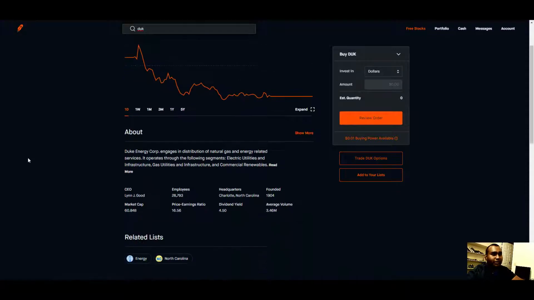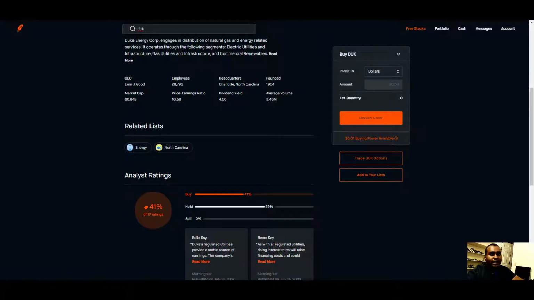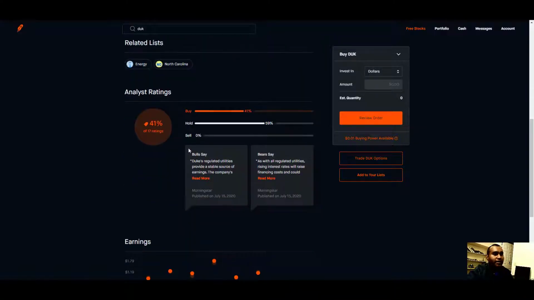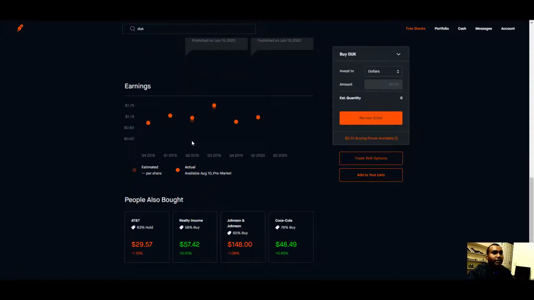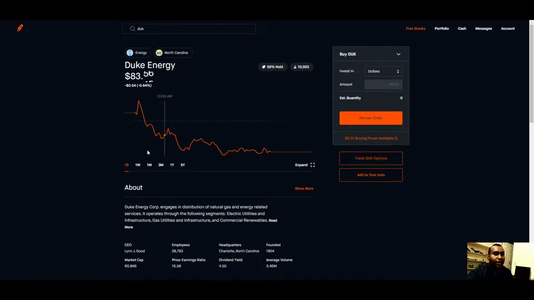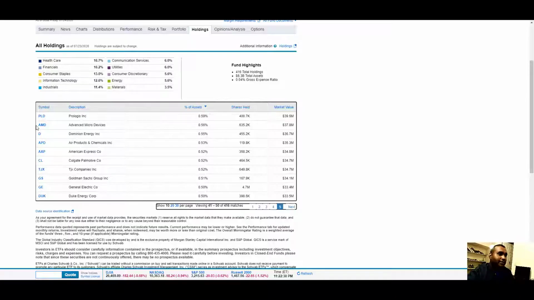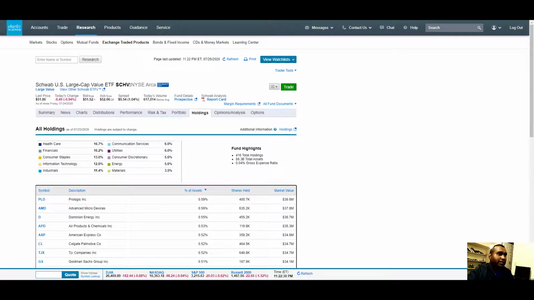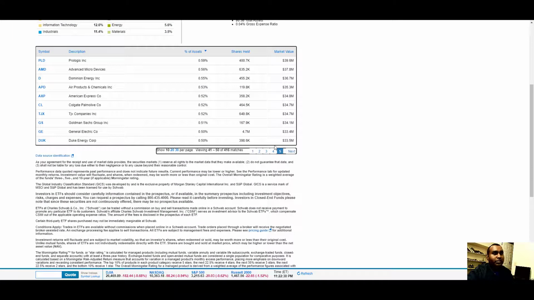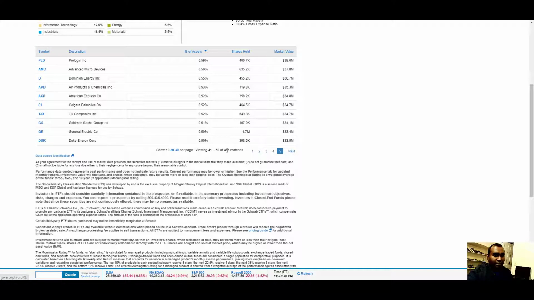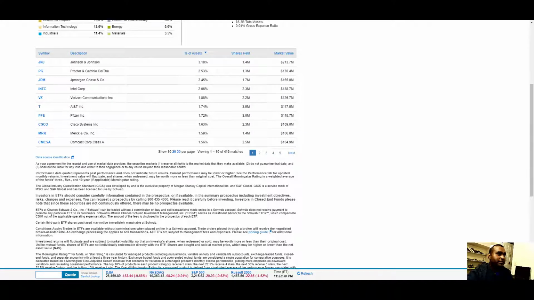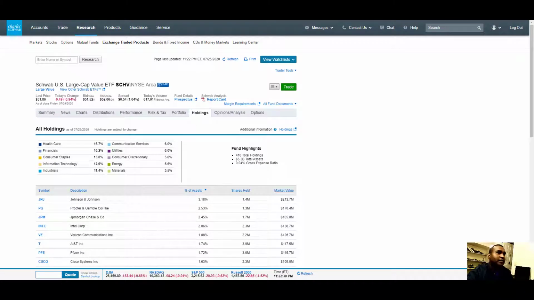You could essentially just go ahead and buy Duke Energy, and you automatically get a 4.5% yield in a year, with quarterly dividends. However, you wouldn't get the same diversification versus if you were to buy SCHV. You would have gotten a lot more exposure, 50 or so companies, right? In this case, yeah, 50 companies. So that's kind of what I wanted to show you.